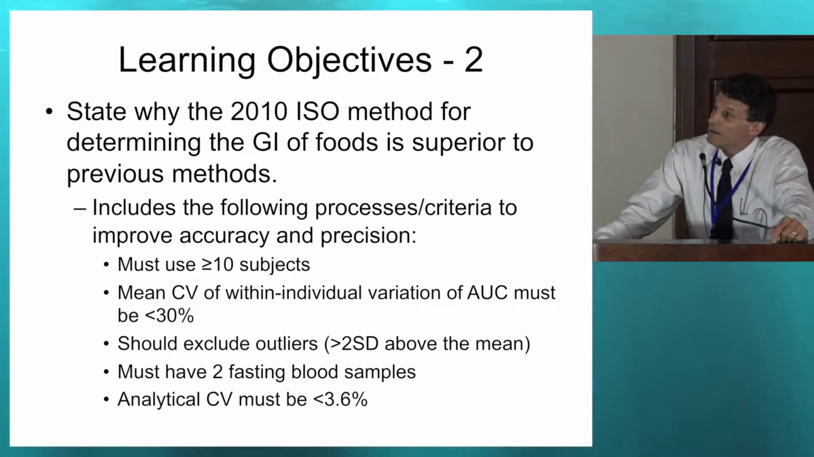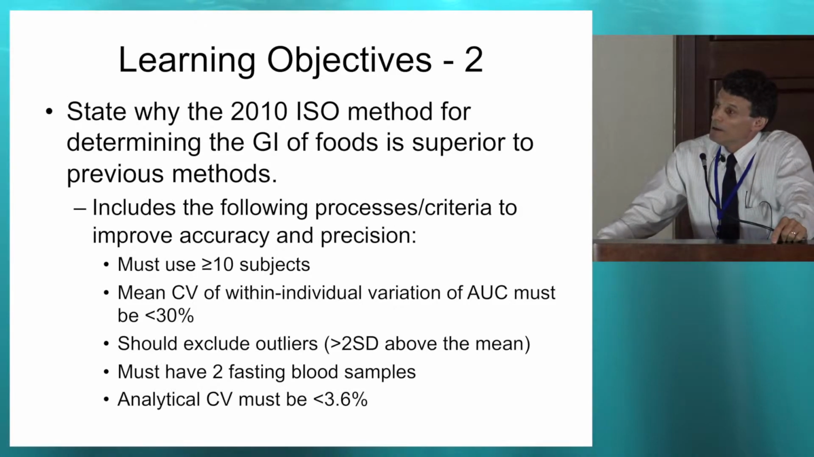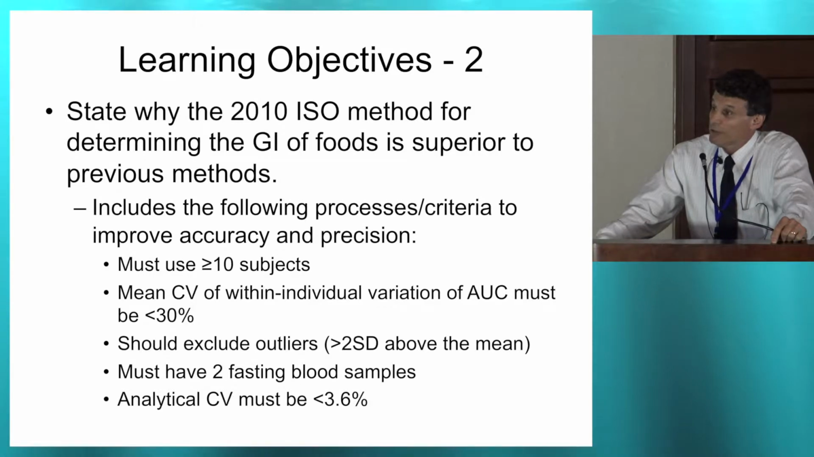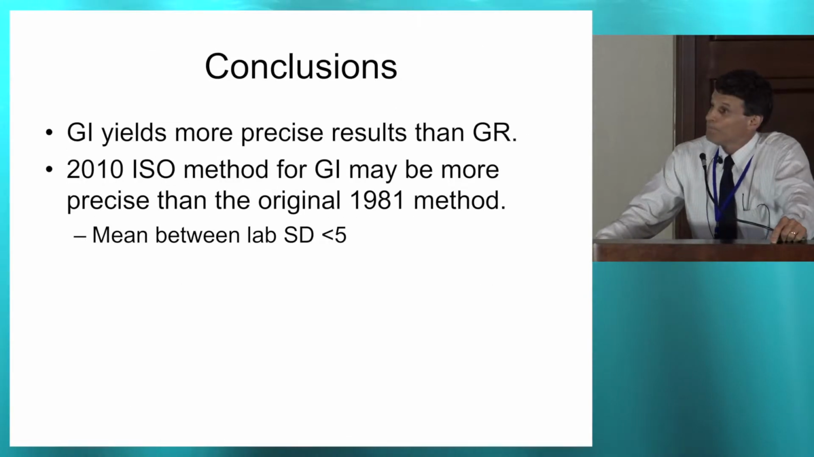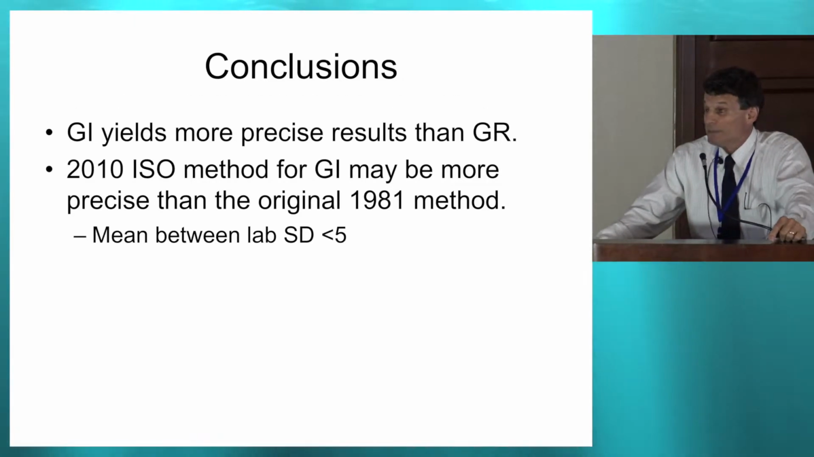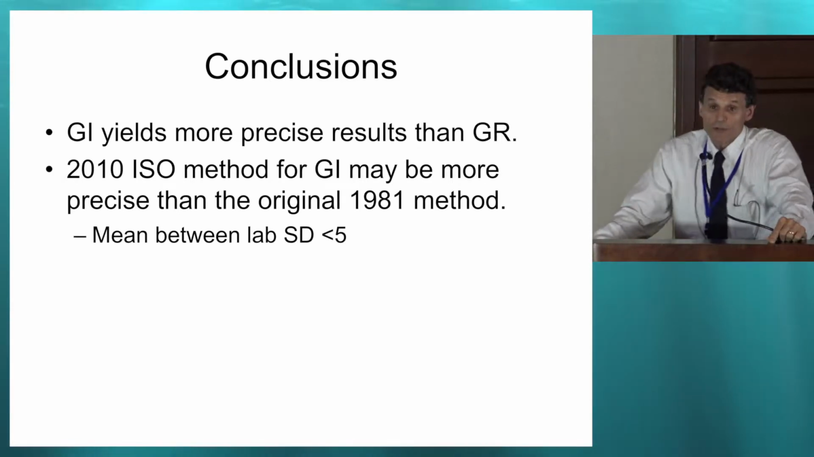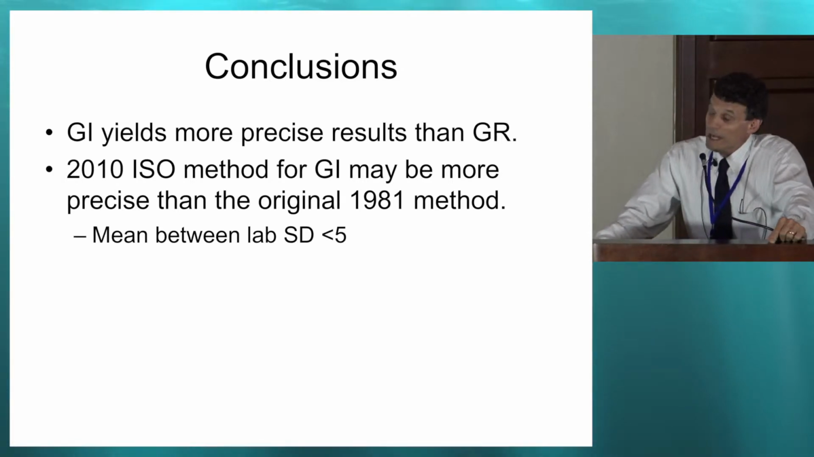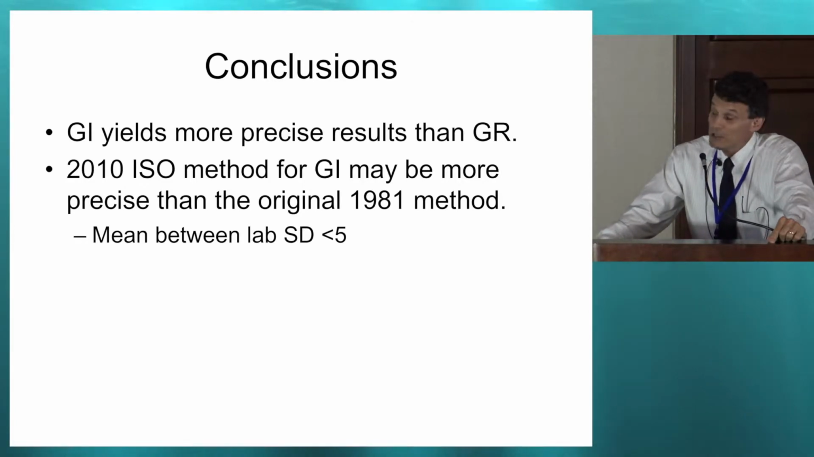So why is the new method superior? Because it includes the various procedures and processes to improve accuracy and precision. So I'd conclude that the glycemic index yields more precise results than glycemic response, and that the ISO method may be more precise. I think this certainly could use some more investigation. But the current estimate is that mean between lab standard deviation is less than 5. So thank you.